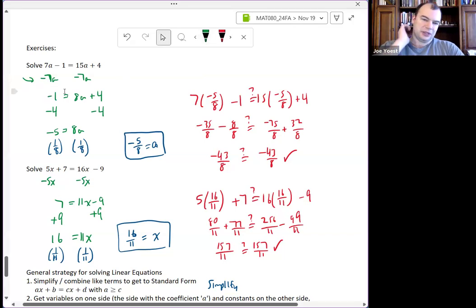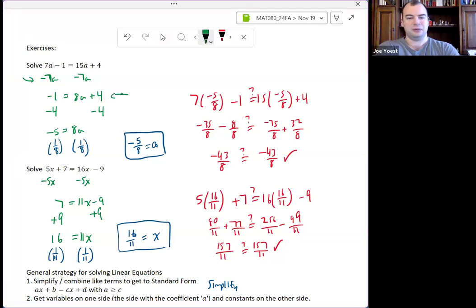That gives us -1 equals 8a plus 4. 15a minus 7a gives me 8a. I have now got my variable terms together. In this -1 equals 8a plus 4 equation, I only see the variable coming up one time. I only see the a in the term 8a, nowhere else. Now I can isolate the variable term. Nothing left to simplify. I can isolate the variable term by subtracting 4 from both sides.